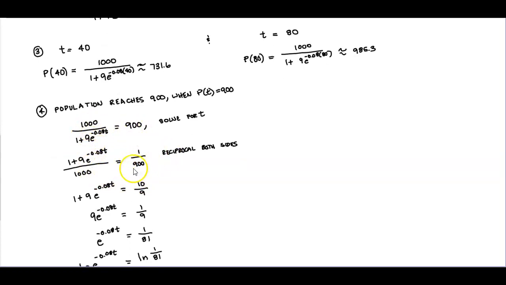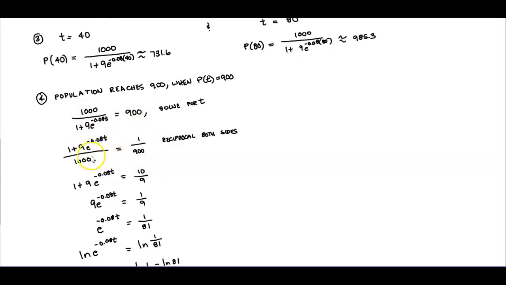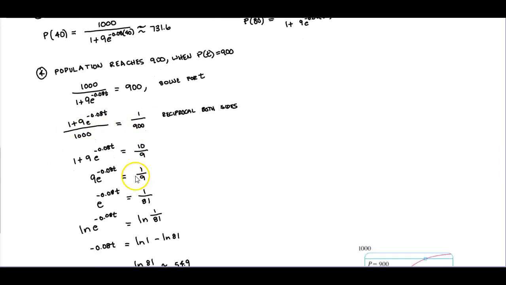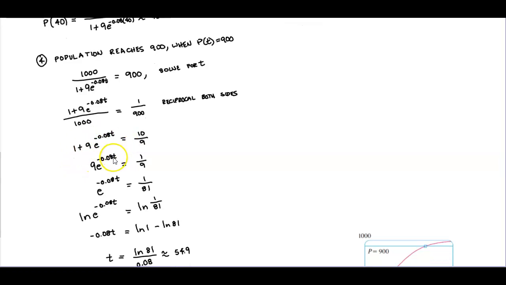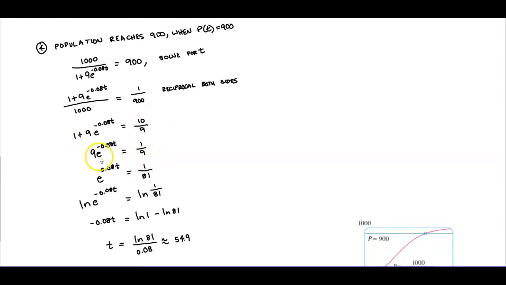We can take the reciprocal of both sides of the equation, since we're going to be solving for t. And then we're going to multiply both sides by 1,000. If we reduce the fraction on the right-hand side, we get 10/9. And that's going to equal 1 plus 9e to negative 0.08 t. Then we're going to subtract 1 from both sides. So basically we're subtracting 9 over 9 from 10 over 9, which becomes 1 over 9. And then divide by 9, which means this is going to be 1 over 9 times 9, which is 1 over 81.